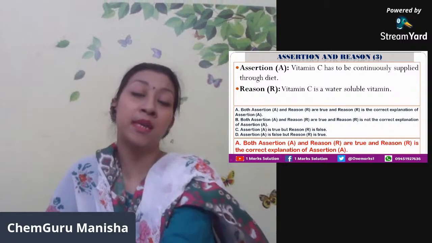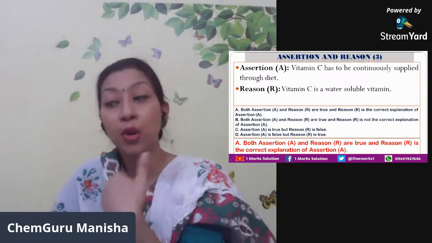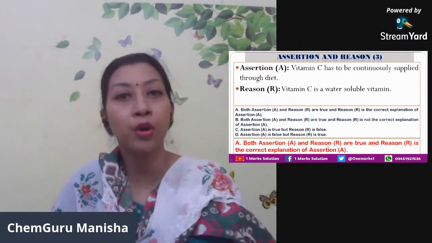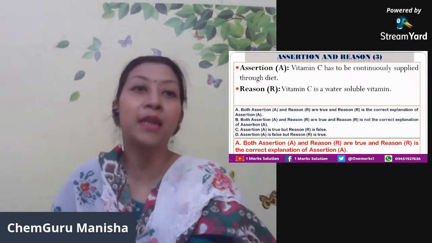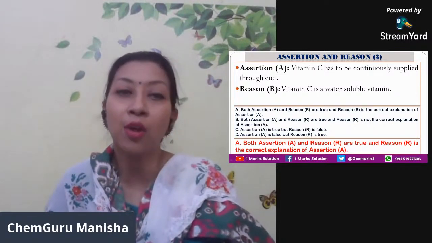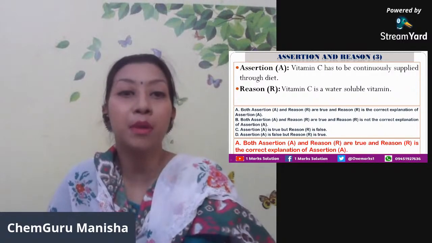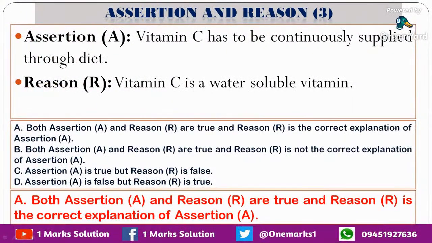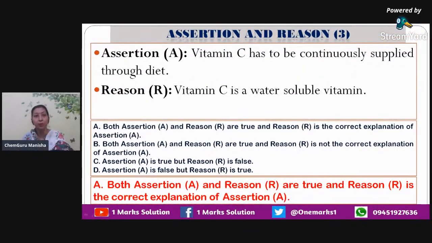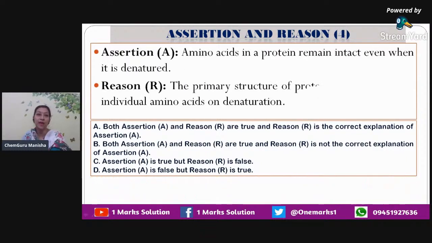Water soluble vitamin होने से क्या होता है that vitamin C is going out of your body through your sweat or urine. So if you are not supplementing your body with vitamin C externally, तो आपकी body को vitamin C deficiency हो जाएगी. Similarly with vitamin B also. Vitamin B and C both are water soluble vitamin, तो इसलिए आपकी body को उनकी regular requirement होती है. So assertion and reason both are true, and reason is explaining the assertion well.